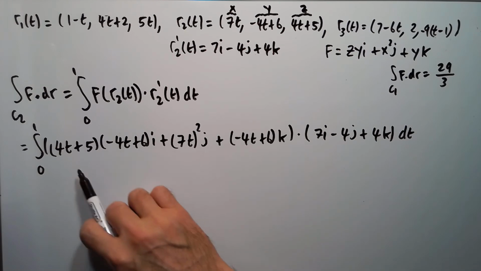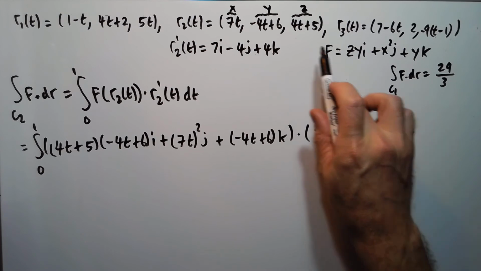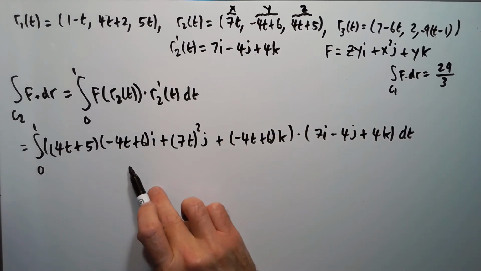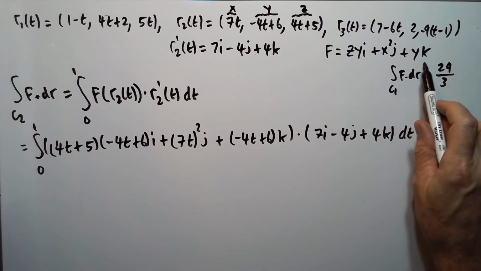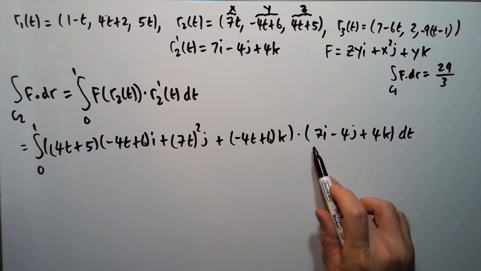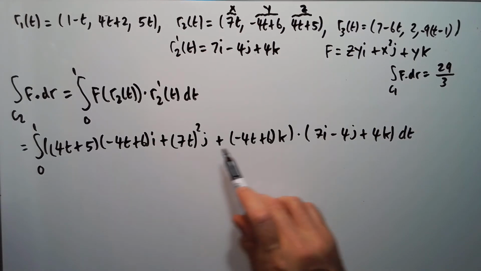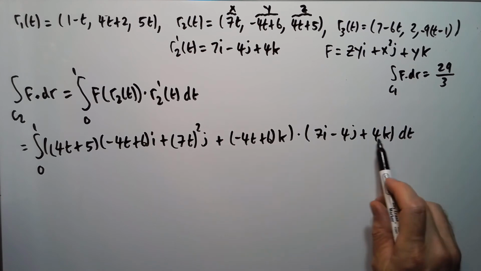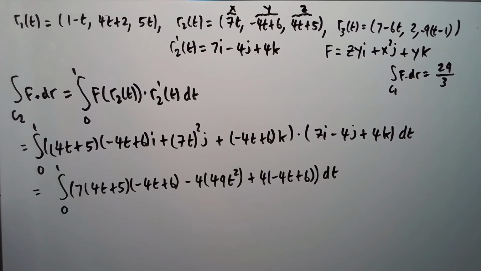So I'll get this. Again, it's going to be z, so 4t plus 5, times y, negative 4t plus 6, plus x squared, x is 7t squared, plus y, negative 4t plus 6. And here's my R2 prime. So it's going to be 7 times the i component here, negative 4 times this one, and 4 times this. So let's do that dot product. After the dot product, we get this.